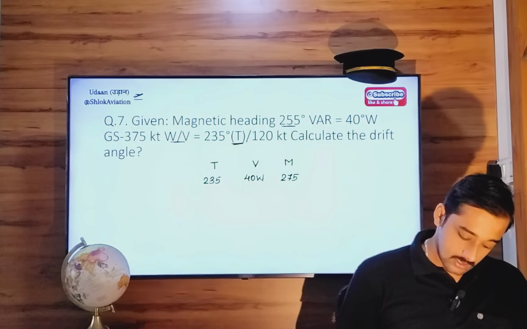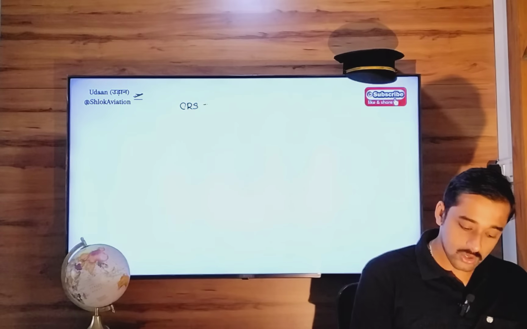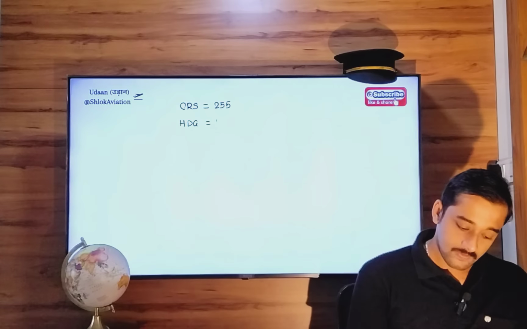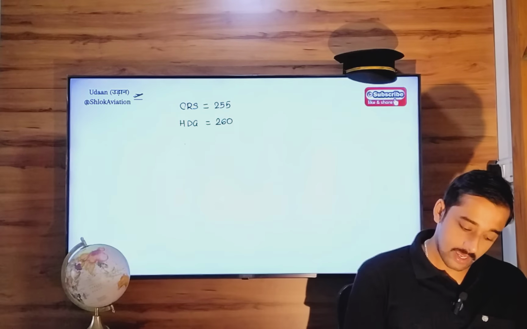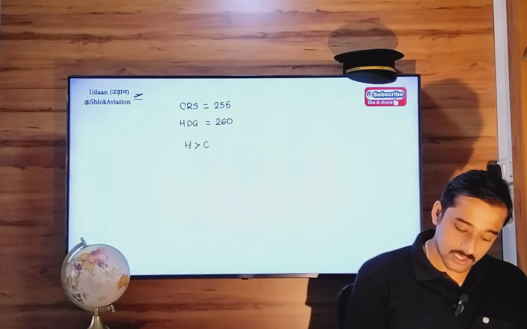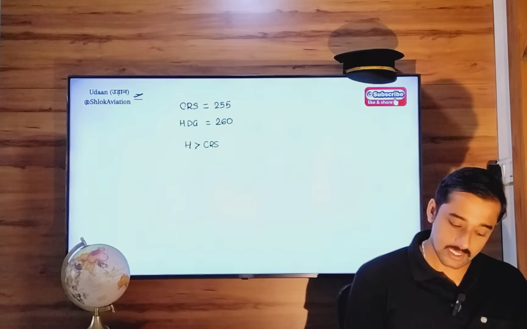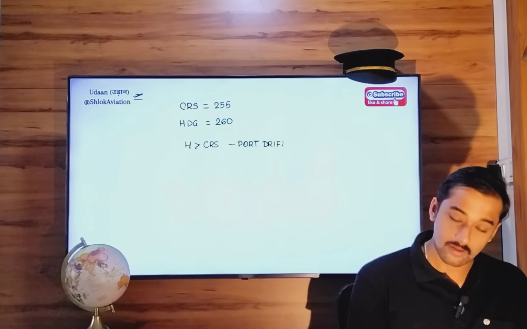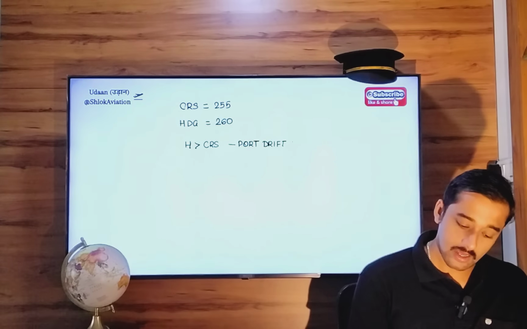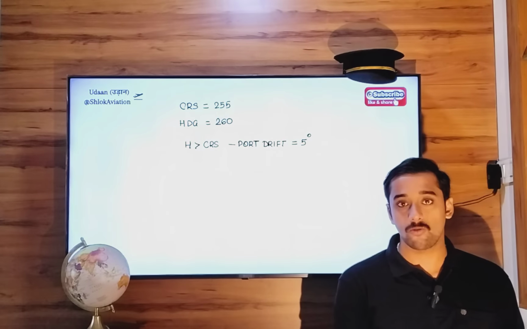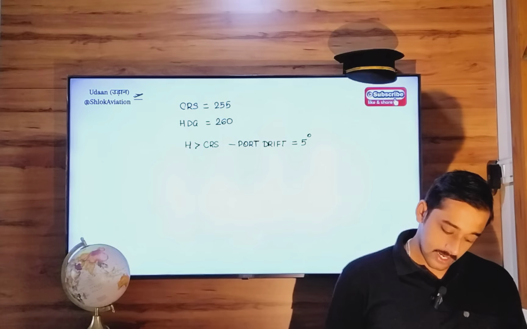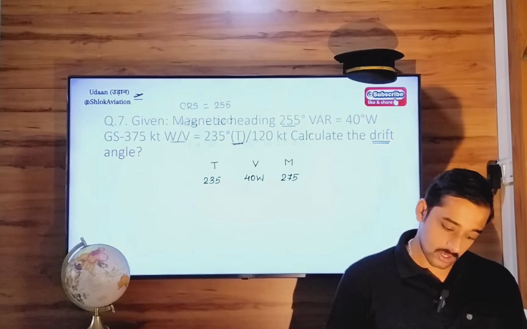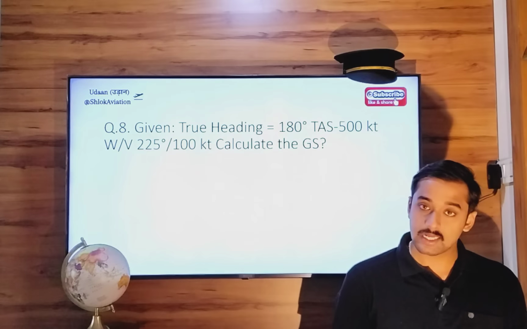So true course 255. Heading is 260. Now when heading is more than course, what kind of drift is that? That is a port drift. This is a port drift of how many? 5 degrees. 260 minus 255 is 5 degrees. So you are getting a port drift, or drift angle is 5 degree to the left or 5 degree port.